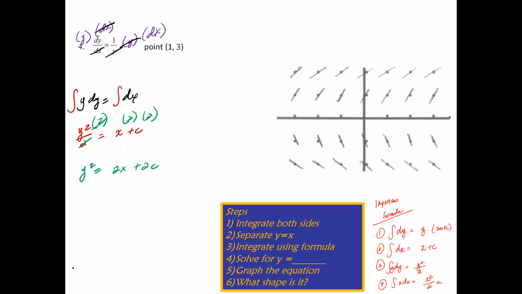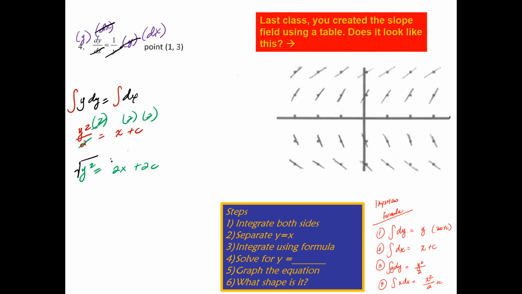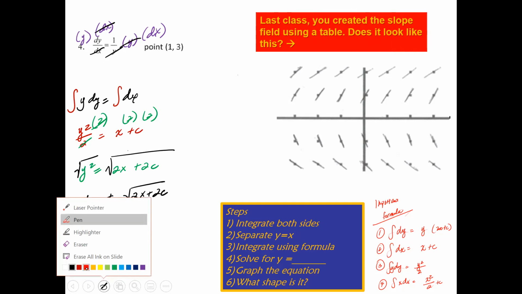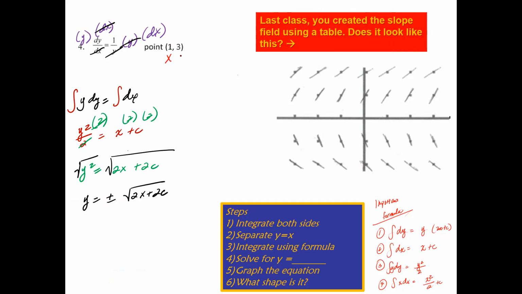Next, we're going to go ahead and get rid of the square by square rooting both sides. But one thing that's different about this one is that it does indeed give you the point. So x equals 1, y equals 3. So you are able to find the value of c.